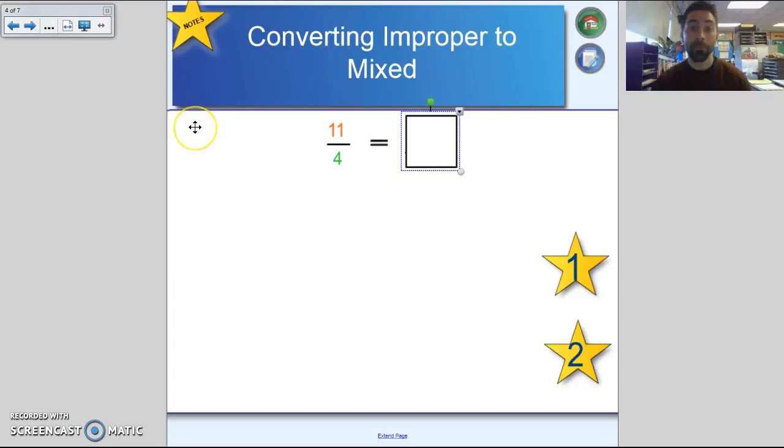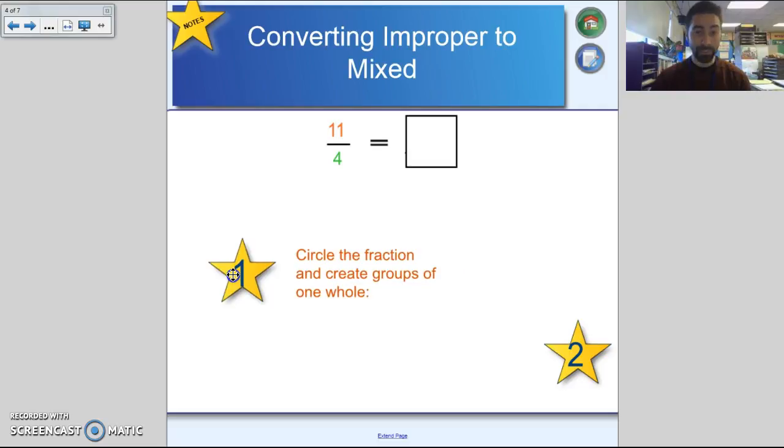Now, improper to mixed. Now it's a completely new set of steps. It's not going to be the same, because now we're going improper to mixed. So with the first step of improper to mixed, we need to circle the fraction and create groups of 1 whole. So we're going to circle this, 11/4, and we're going to pull out groups of 1 whole. Now 1 whole, knowing my denominator is 4, is going to be 4/4. So my first group is going to be 4/4 here.